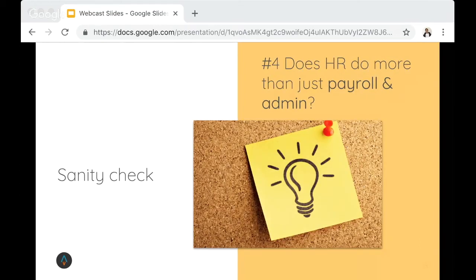And then finally, the last question on the sanity check is, does HR in your company do more than just payroll and admin? Meaning they're already investing in learning and development, talent and performance management, and so on. Now, this is quite an important sanity check, because if in your company today, HR is actually still just doing payroll and admin, then I think there are bigger challenges to face than trying to implement a pulse survey program.